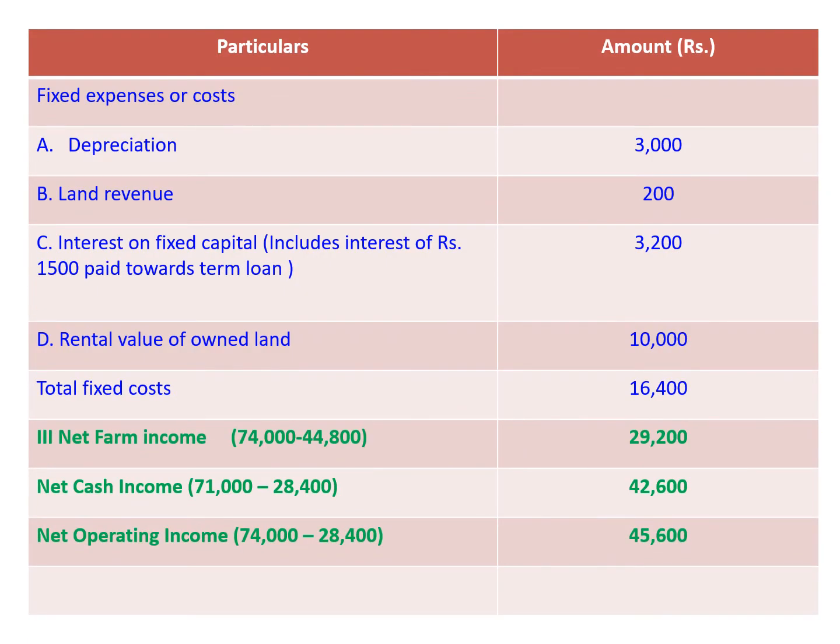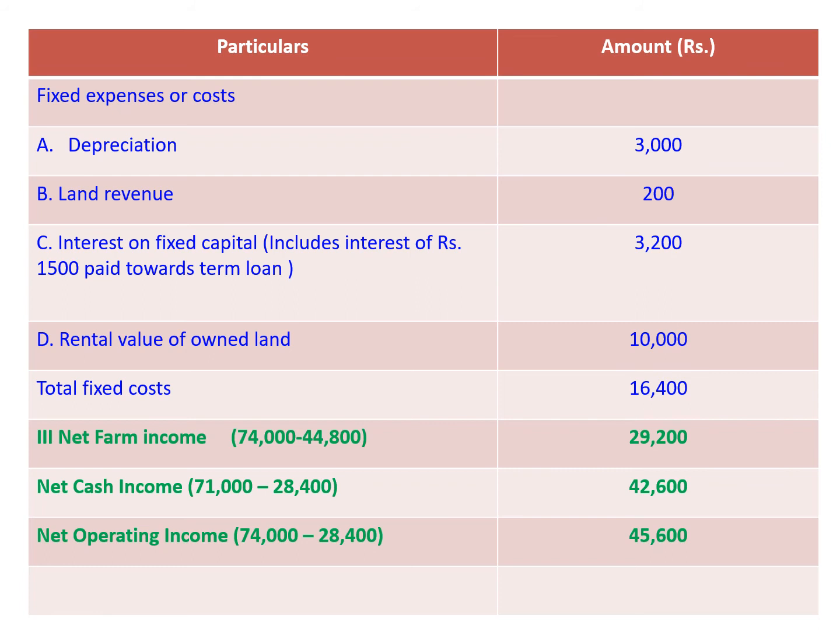So here fixed expenses or costs are given. In that, first depreciation 3,000 rupees, land revenue 200, interest on fixed capital includes the interest of rupees 1,500 paid towards the term loan, and that is 3,200 rupees. Rental value of owned land is 10,000 rupees. So our total fixed costs are the summation of items A to D, and that comes to 16,400 rupees.